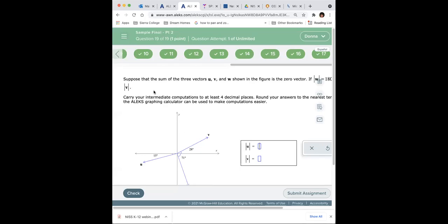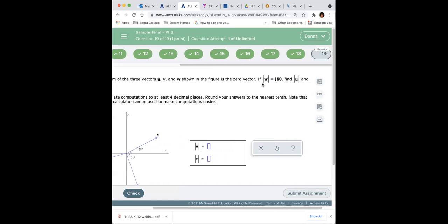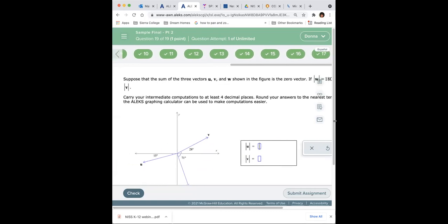Now we're on the last problem on sample final part 2. This is problem number 19. Suppose the sum of three vectors u, v, and w, as shown in the figure, is the zero vector. That means when you add them up, you get the zero vector, or they're in equilibrium. If the magnitude of w is 180, they want us to find the magnitude of u and the magnitude of v.